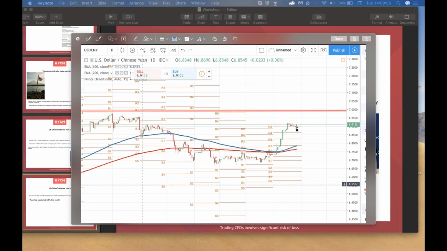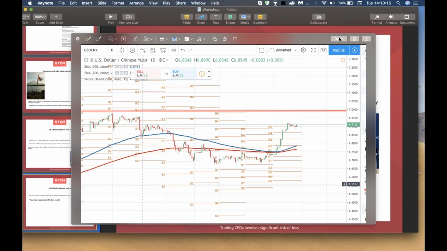support here about 6.9. Now, the comments that are really worth being aware of is that he has said that people who are short yuan are going to be punished, and he can punish speculators heavily.